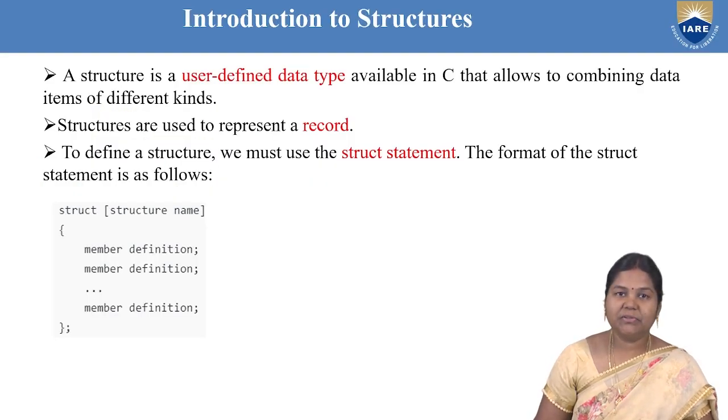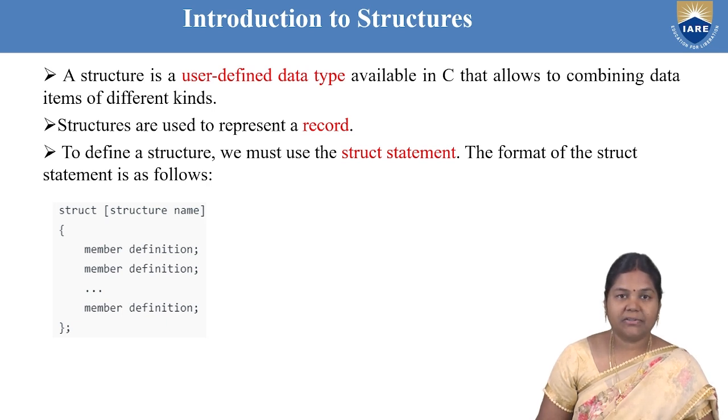A structure is a user-defined data type used in C language that allows you to combine data of different types. And structures, in real time, represent a record. To define a structure, we use the struct keyword in C language, and let us have a look at the format for writing a structure.